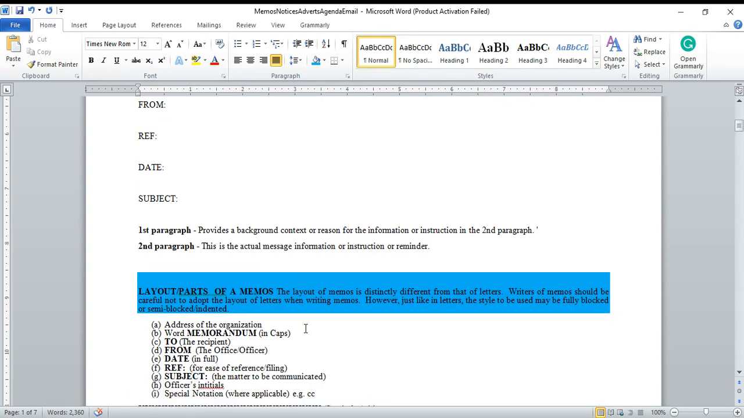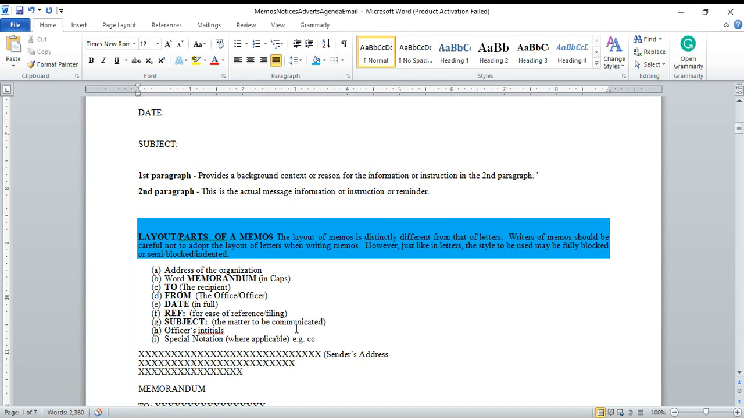The first paragraph of the memo should provide a background or reason for the information or instructions in the second paragraph. The second paragraph is the actual message, the body of the memo. So we have the layout parts of our memos. The layout of memos is distinctly different from that of letters. Writers of memos should be careful not to adapt the layout of letters when writing memos. However, just like letters, the style used may be fully blocked or semi-blocked.